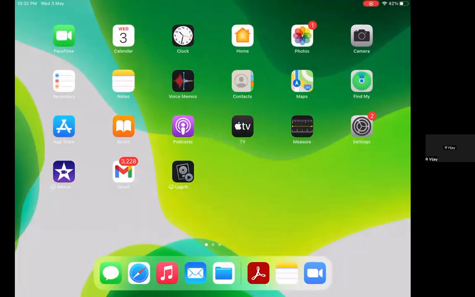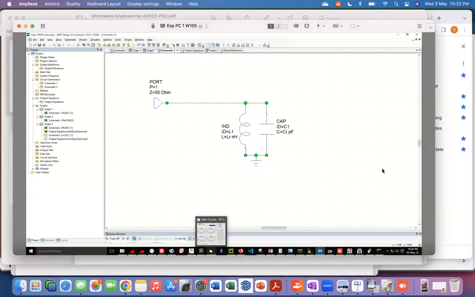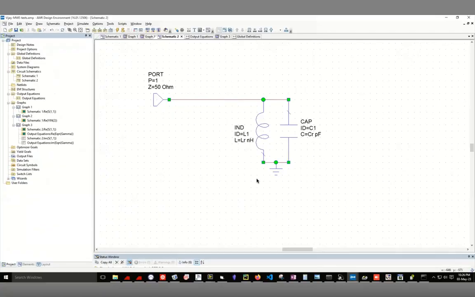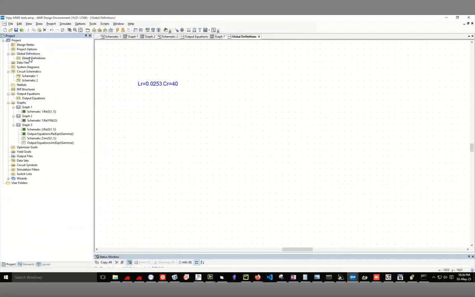So let me stop this share now, and I will show you this calculation and comparison in Microwave Office. Okay, so here's the simple LC circuit with the port connected, and I have used these global definitions for this problem just to show you.